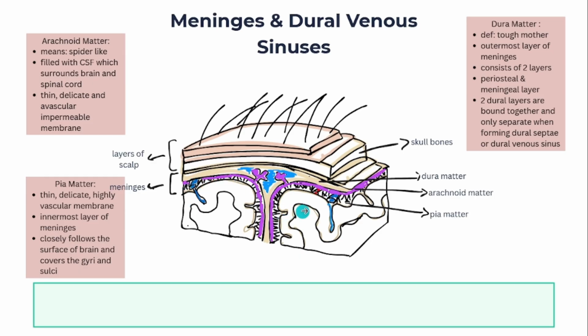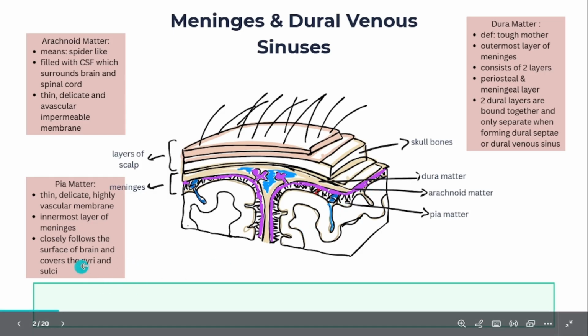As you can see here, the veins and arteries: this is the artery and this is the vein. So this is the pia mater. It's a thin, delicate, and highly vascular membrane, the innermost layer of the meninges, and it closely follows the surface of the brain. As you can see here, it's covering the brain closely, and it covers the spinal cord also, and also covers the gyri and the sulci. Gyri and sulci are basically the folds and grooves of the brain.